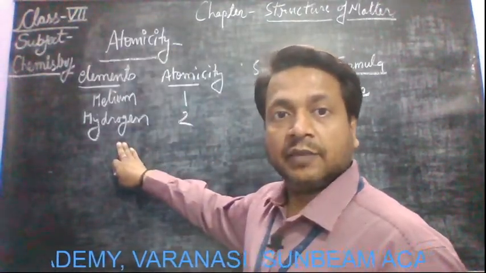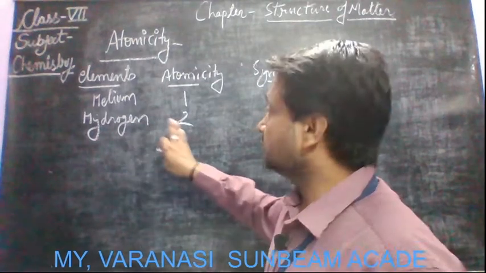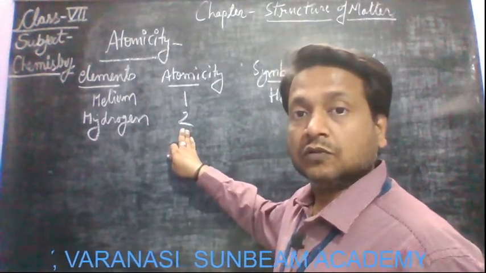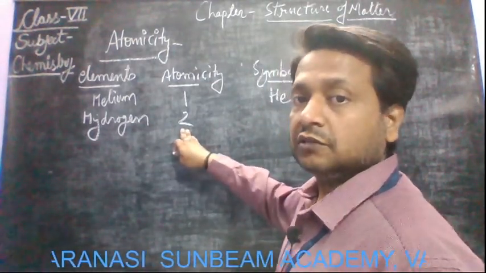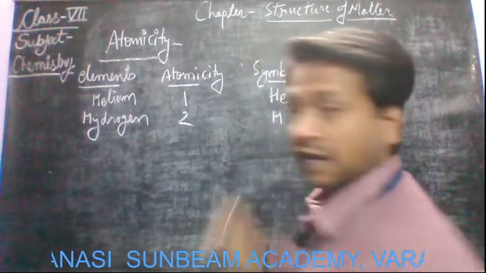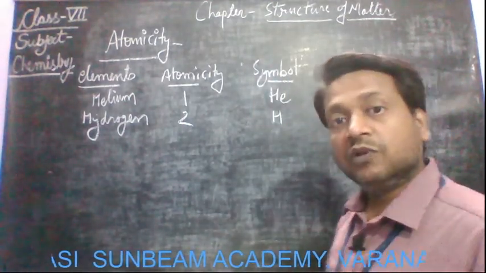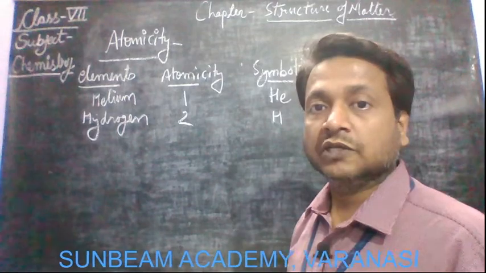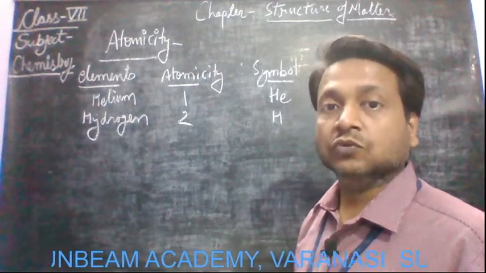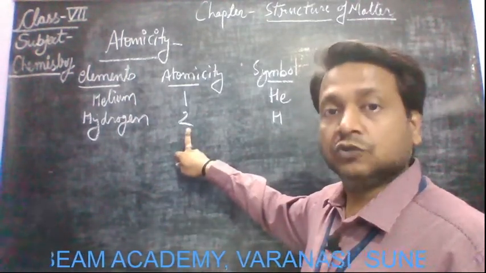The second element is hydrogen. Its atomicity is 2, and the symbol of hydrogen is H, and the formula of one molecule of hydrogen will be H2 because its atomicity is 2.